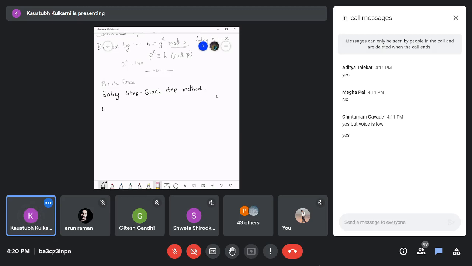is as follows. First we calculate capital N as the square root of p minus 1, and then we take the ceiling. Do you understand ceiling of a number? Can anyone tell me? The ceiling of 5.5 is 6, the upper rounded value.